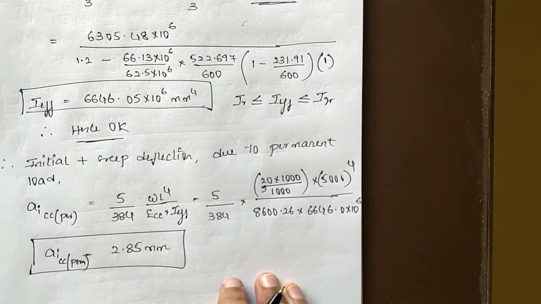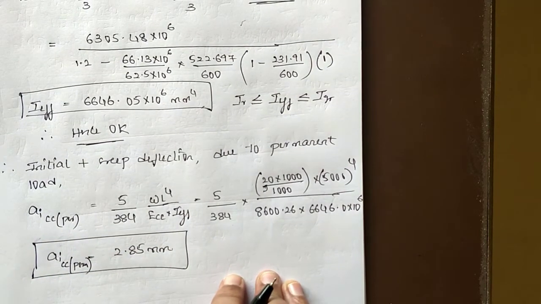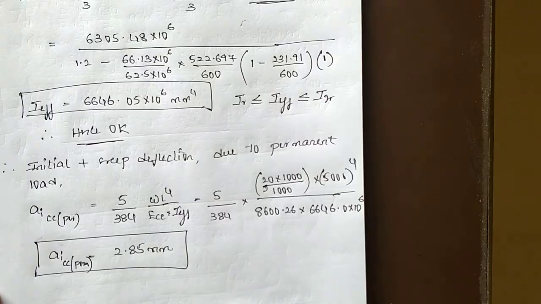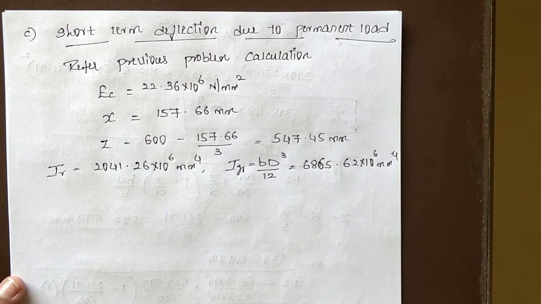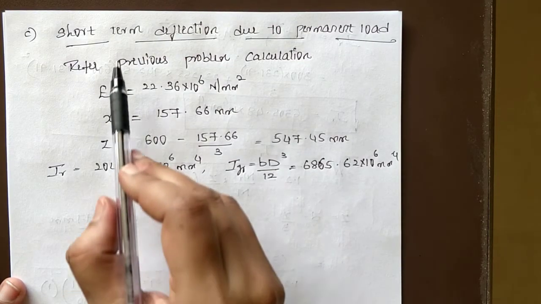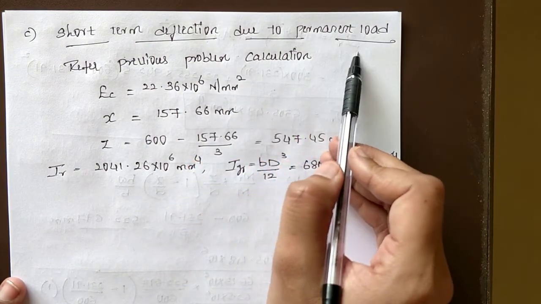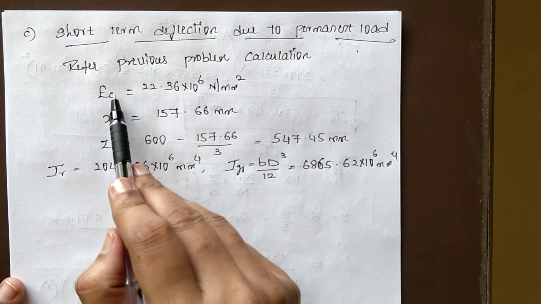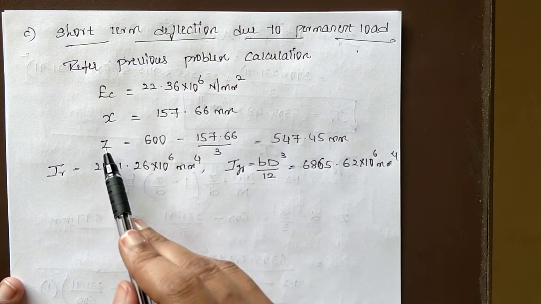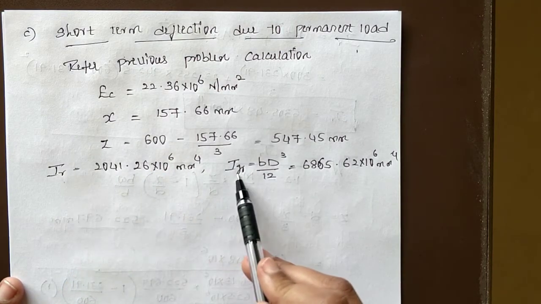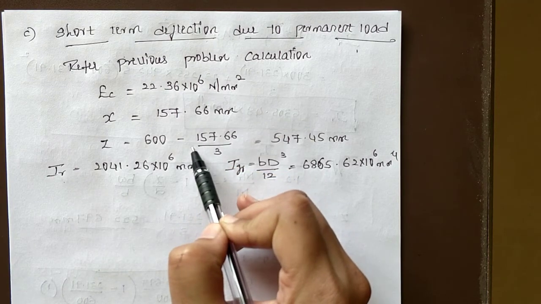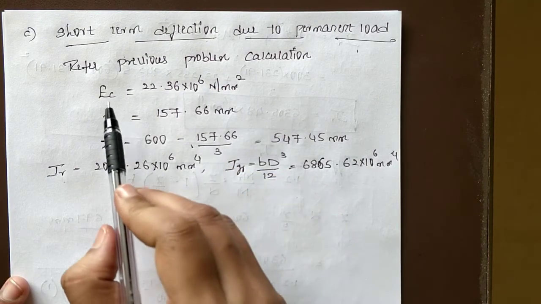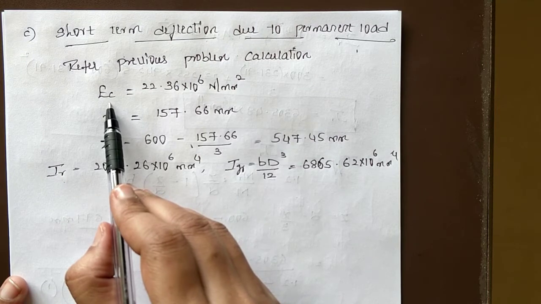Next you need to calculate delta I permanent, due to short term deflection. Third thing you need to calculate: short term deflection due to permanent load. The calculation of EC and X as well as Z as well as IR and IGR value is the same as the previous problem. You can refer to that previous problem calculation.